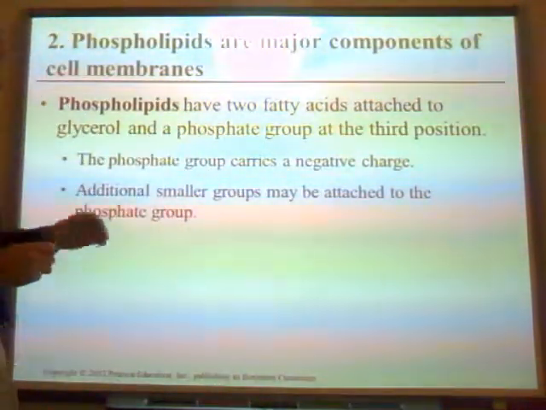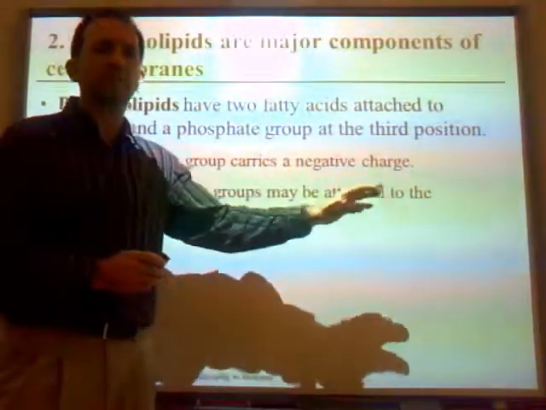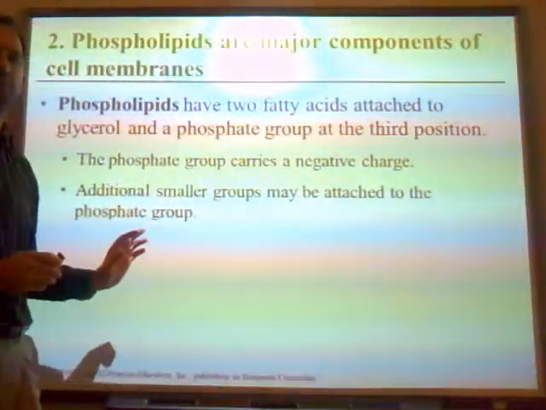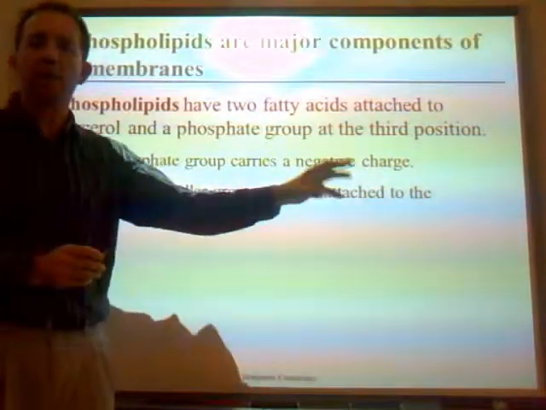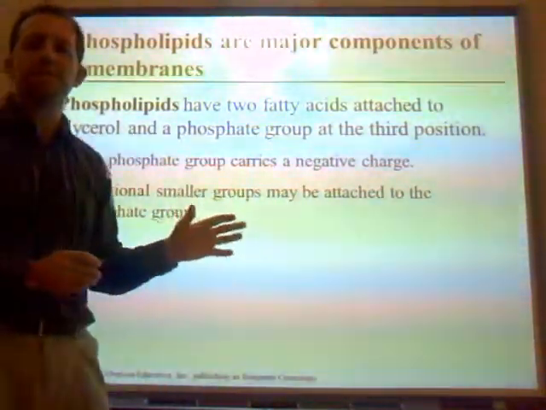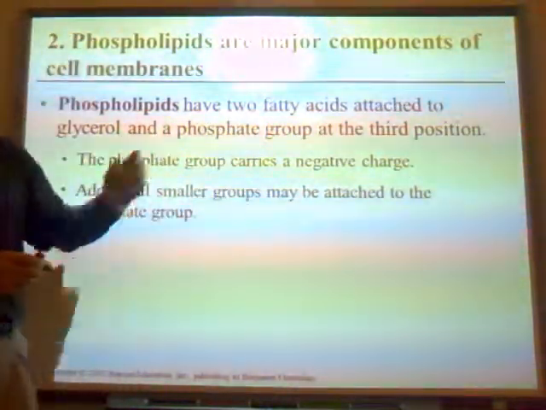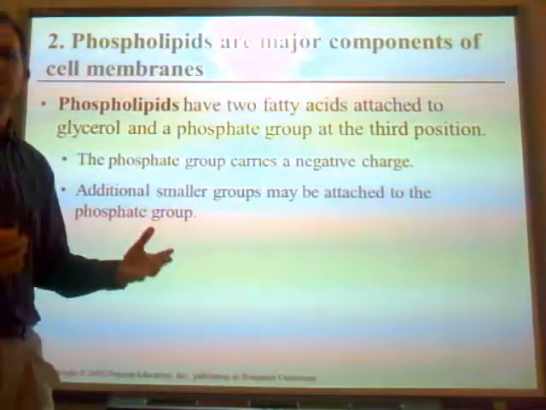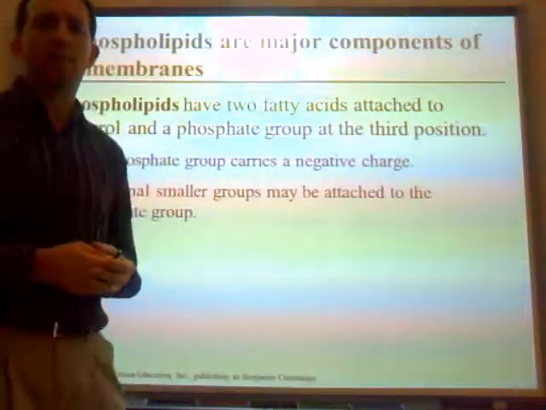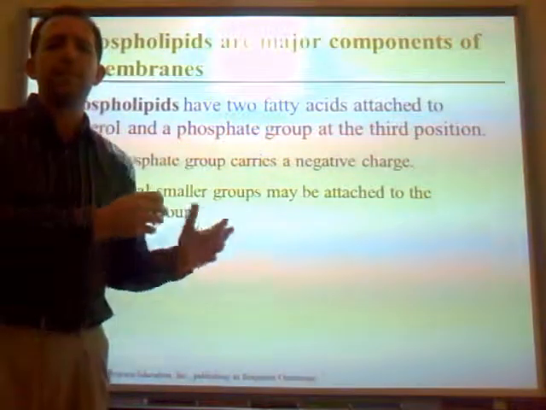A phospholipid, on the other hand, has what we call a hydrophilic portion as well as a hydrophobic. So part of it is water-loving, part of it is water-fleeing or water-fearing. It makes it very unique, and it also allows it to be a major component of our cell membranes. If you remember from life sciences earlier, we're dealing with what is called a phospholipid bilayer.